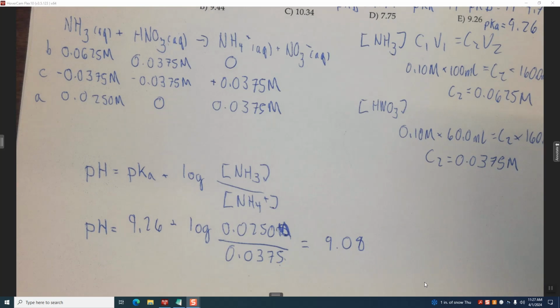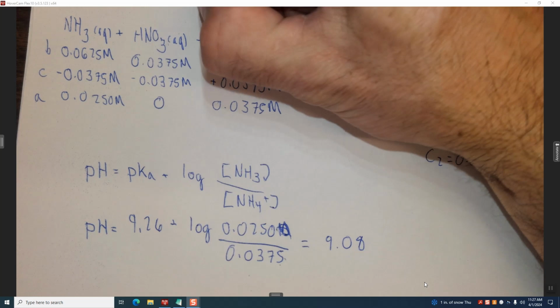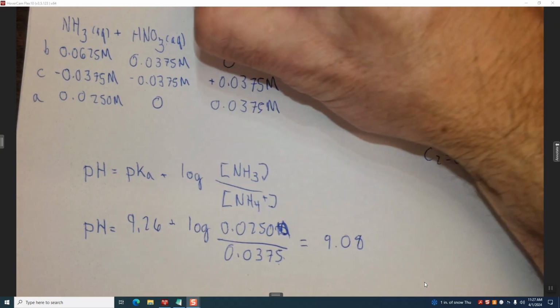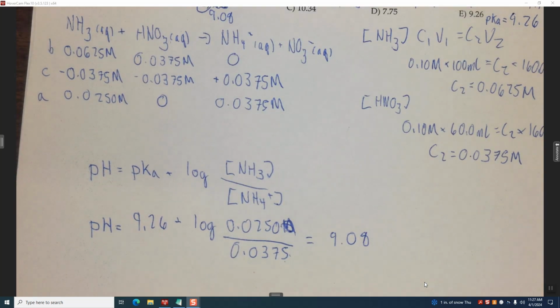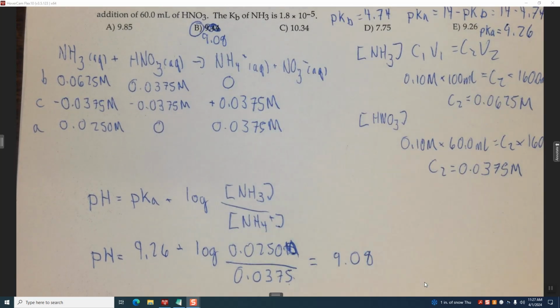Okay. For some reason, I have this here as 9.44, but I'm going to change that to 9.08, and the answer will be choice letter B. So on the version that you see, this will say 9.08, which will be choice letter B.